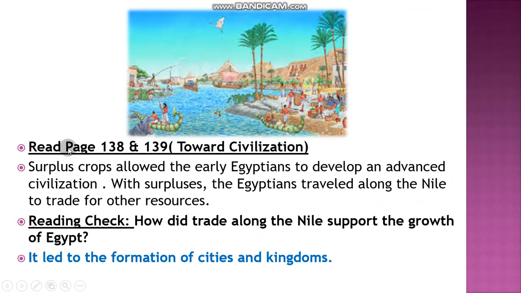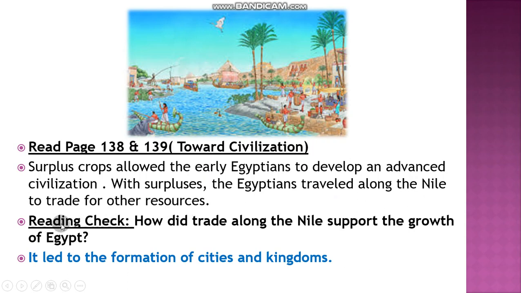Next, I'd like you to read pages 138 and 139, mainly talking about two words, the civilization. And here's a summary of it. Surplus crops allowed the early Egyptians to develop an advanced civilization. And with surpluses, the Egyptians traveled along the Nile to trade for other resources.